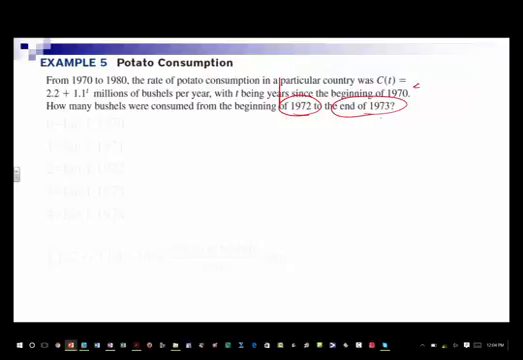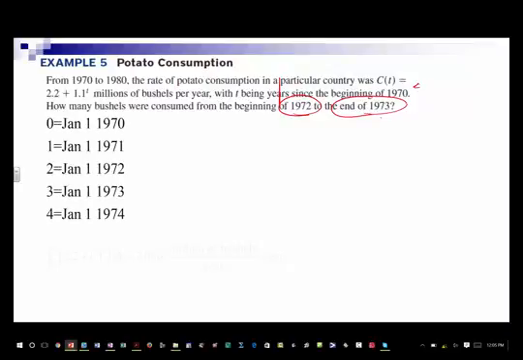Well, we've got to figure out what that means. When was the beginning of 72? Well, the beginning of 72 would be when t is equal to 2, if we follow this forward. When is the end of 73? Well, the end of 73 and the beginning of 74 are about the same thing. So what we're talking about is integrating that from 2 to 4. So what we have here is an integral that's going to represent the net change in potato consumption.